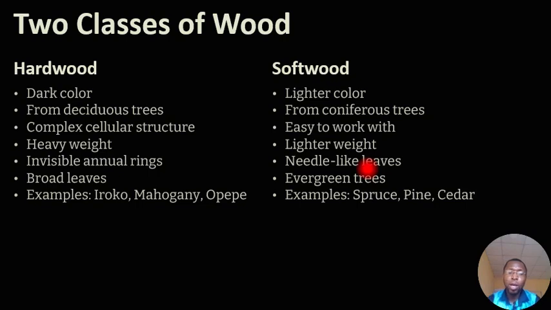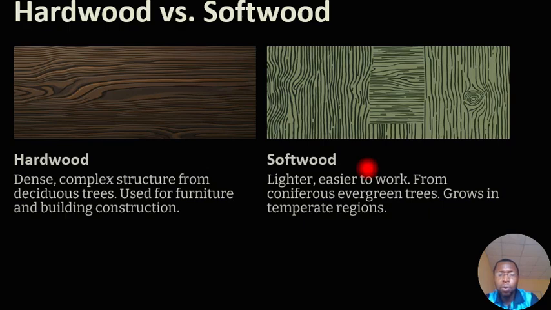All right, so let's now look at the color. We said the hardwood is dark in color, so this is dark. When you see something like this, you can easily say this is hardwood. And when you see a softwood, something of this nature. So hardwood is dense, I mean heavy, like we said earlier. We are trying to reiterate again. They have a complex structure and they are from deciduous trees.